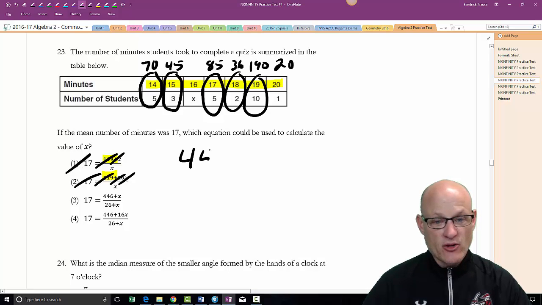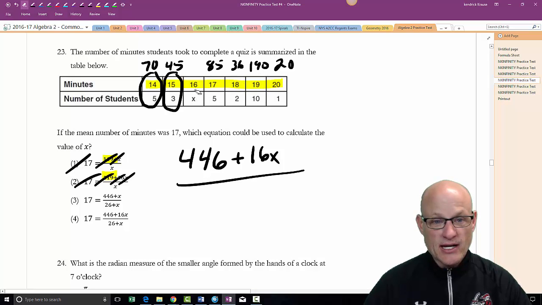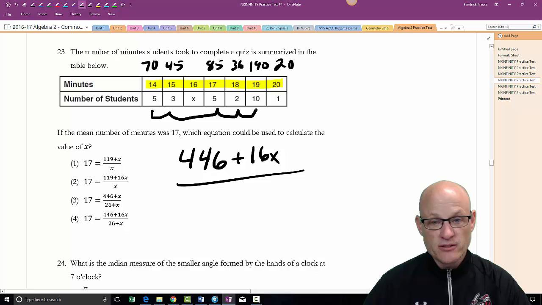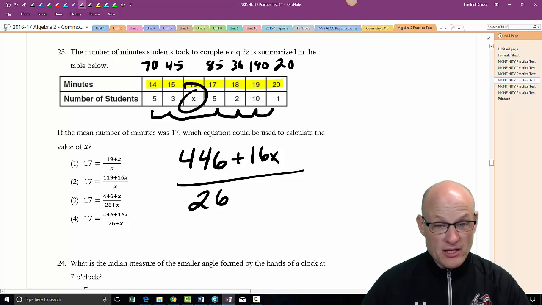So if I add all those up, I get 446, plus I want to add these up. Well, there's 16 of these x's. Well, that's plus 16x, all over. Now I got to add these denominators. My guess is the denominators add up to 26. Let's see. 5, 8, 13, 15, 25, 26. 26 plus this one. And there's your answer. Choice 4.